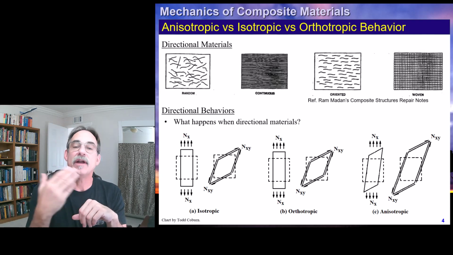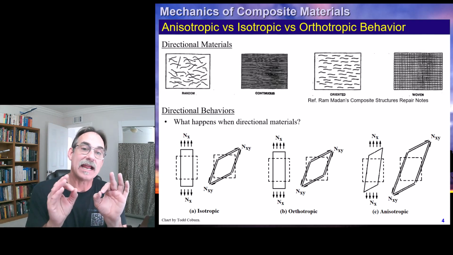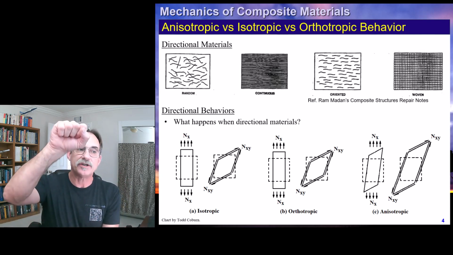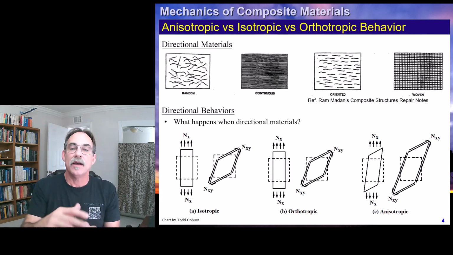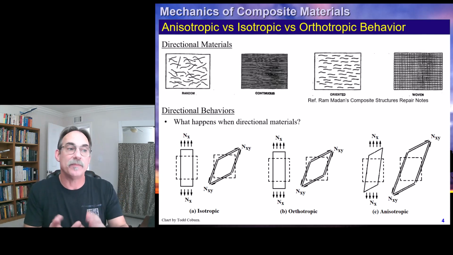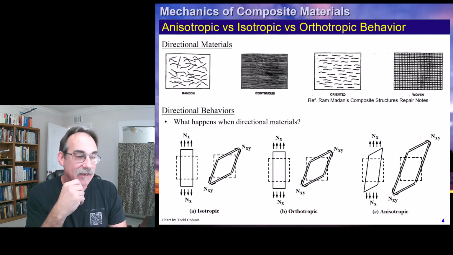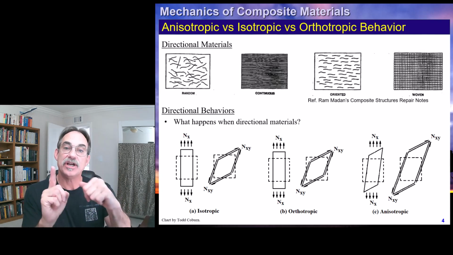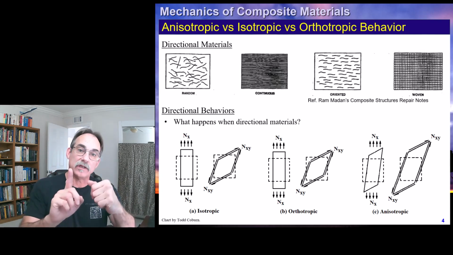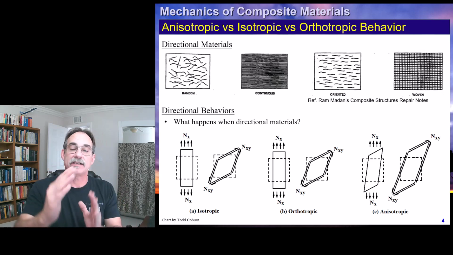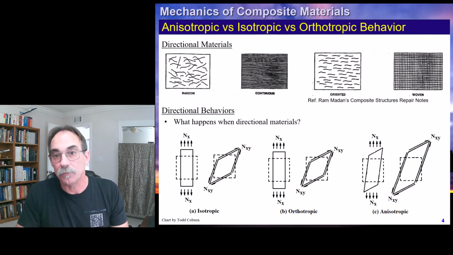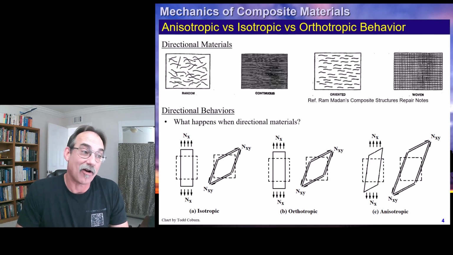Now, on the other hand, if we have an anisotropic material, then if we pull on it in the longitudinal direction, not only will it have extension and contraction, but it also will shear the material. And if we apply a shear instead, it not only will experience shear deformation and strain, it will also experience extensional deformation and strain. That's a lot harder to predict.